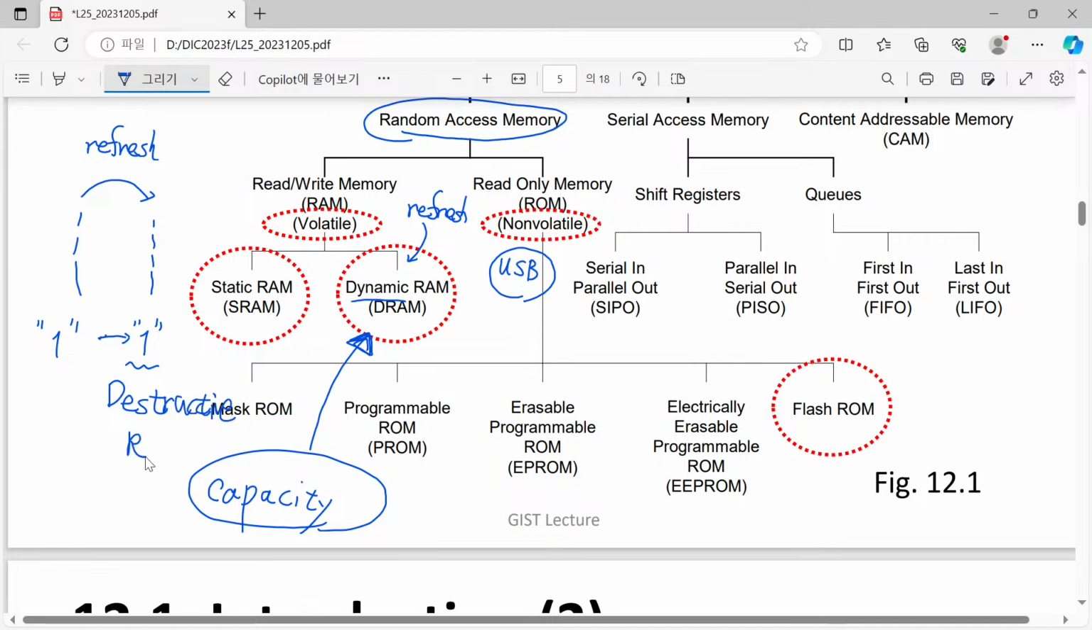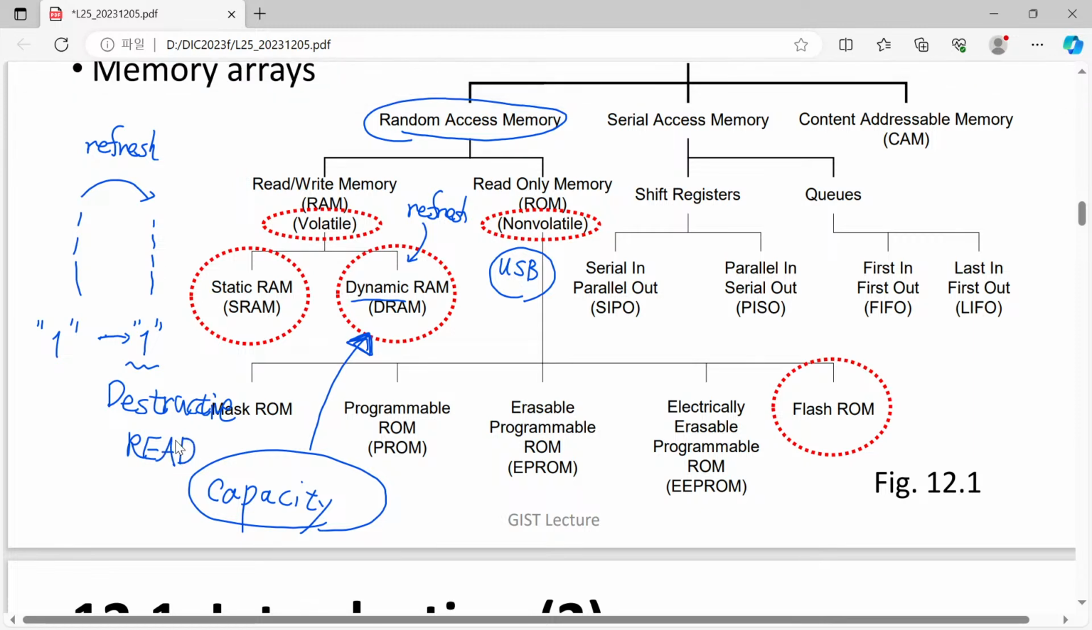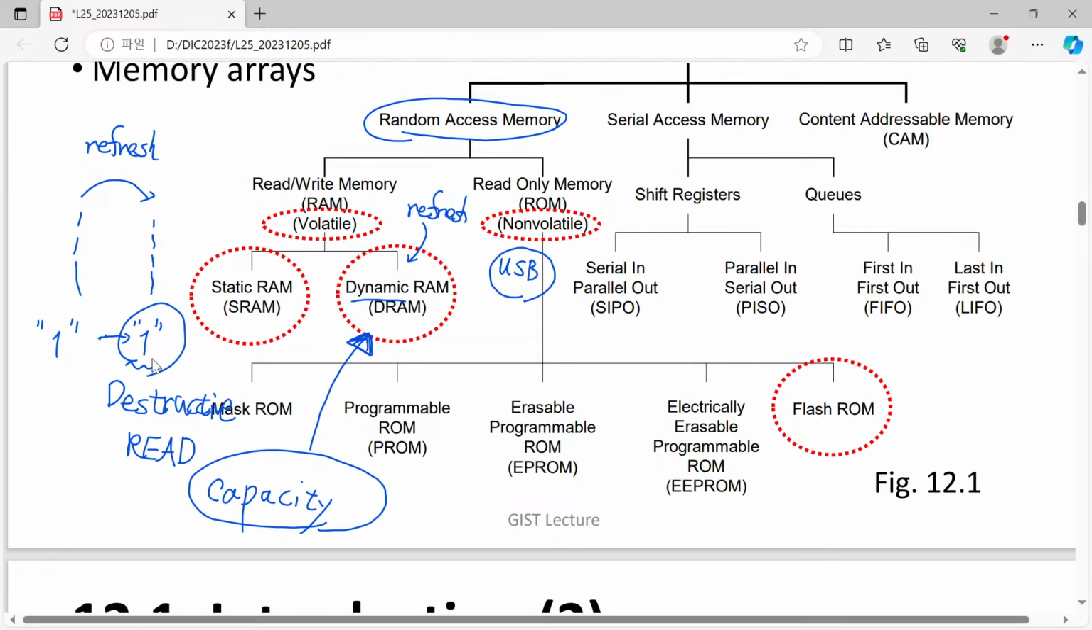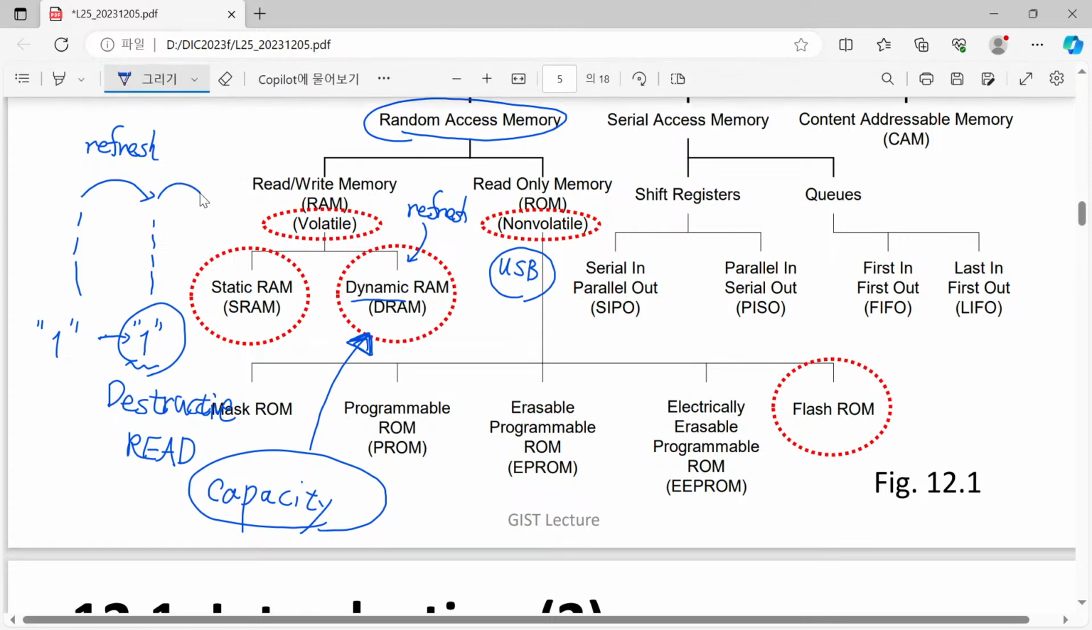However, when you read this 1, the point of DRAM is that this is a destructive read. I mean that you load 1, and when you read it, you find 1. However, after that, if you read once more, then this is no longer 1. Your data is just lost and it becomes 0. So what you have to do is, okay, I just read. After that, I just write once again.